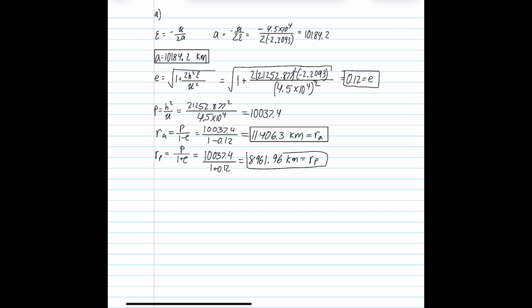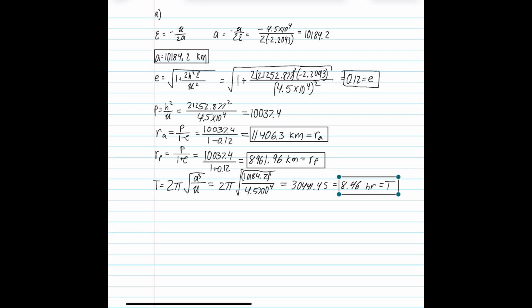And there are many ways to solve for this. There are different equations that relate different terms, and you have a lot of knowns already. So there are a lot of different ways to solve for these things. And this is the period. We already found the semi-major axis, and we know mu. And that's in seconds, and then we convert it to hours.